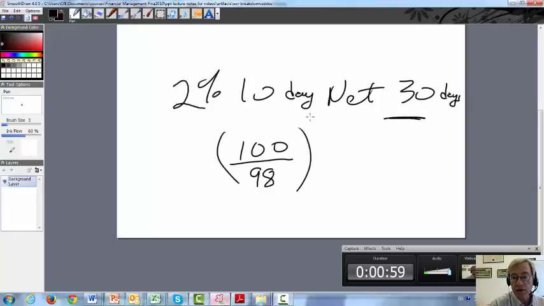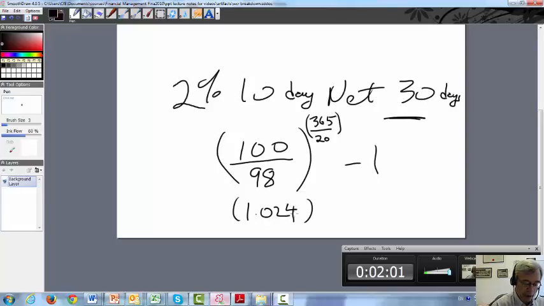That should be raised in order to convert it to an annual rate of interest to the power 365 divided by 20. Why? Because this is 20-day financing, and there's 365 days in a year. And then, of course, we subtract from that 1. So 1.204 to the power 18.5 minus 1, which is equal to about 44.6%.